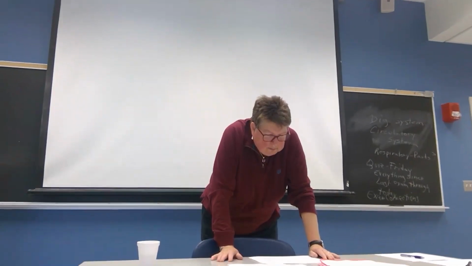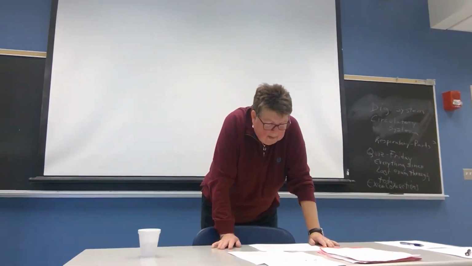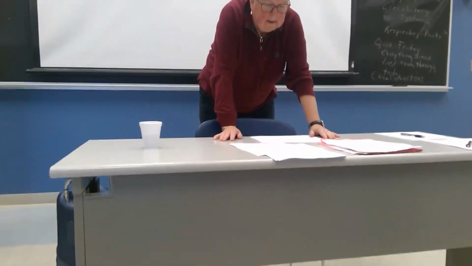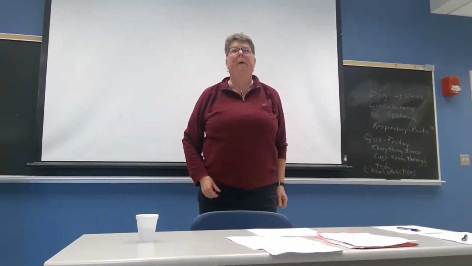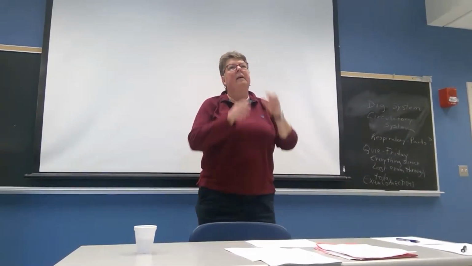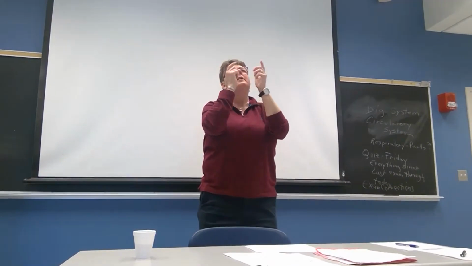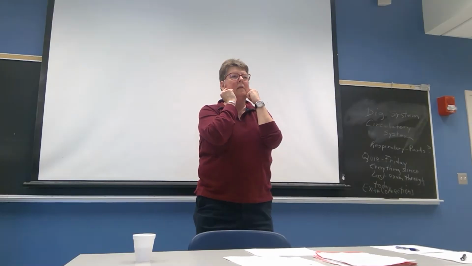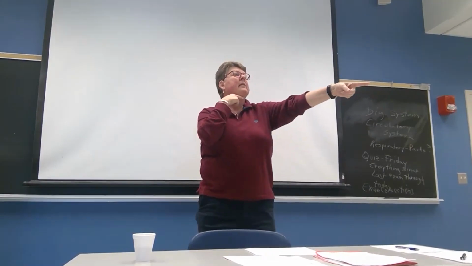Okay, nutrition and digestive system. Number 1, identify the name for the entire food tube. In other words, from the mouth all the way to the anus. You got the mouth, and then the back of your throat is called the pharynx. Then, esophagus.